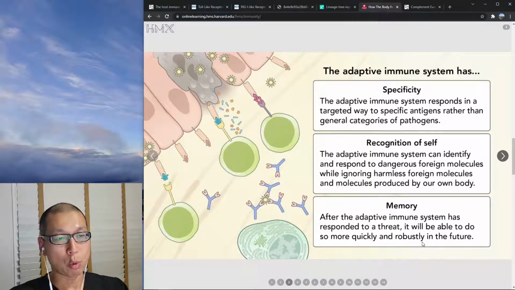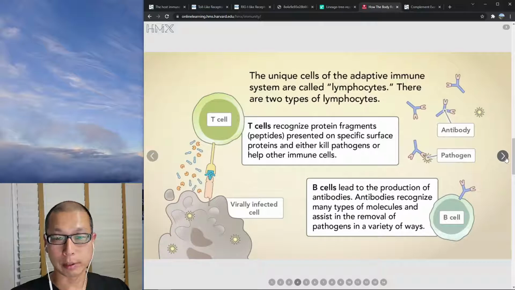That means once you have seen this thing before, your adaptive immune system remembers it, and the next time it sees it, it will know exactly how to deal with it, and it'll deal with it much faster and much better. So the unique cells of the adaptive immune system are called lymphocytes.